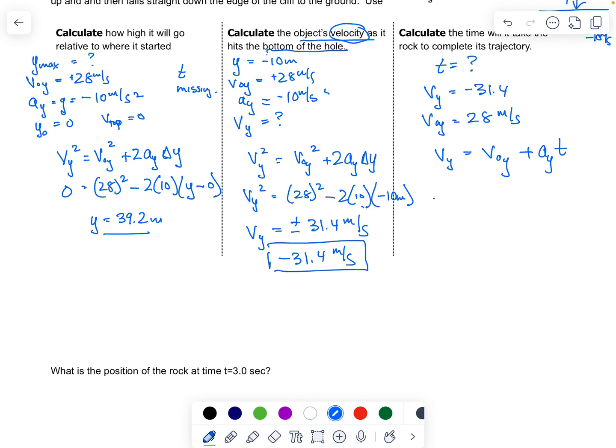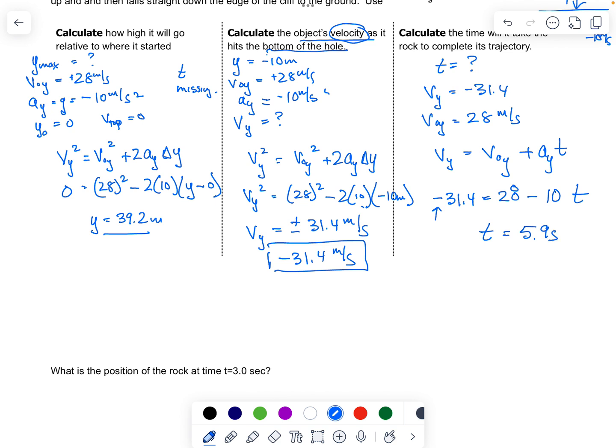So my velocity in the y direction would be minus 31.4. This is why it's important to remember the signs. My initial vertical velocity would be the 28. And then I'm going to put my minus sign in here, 10 meters per second squared, and times my time. And if I solve for that time, if I've done my math right, it should be 5.9 seconds.